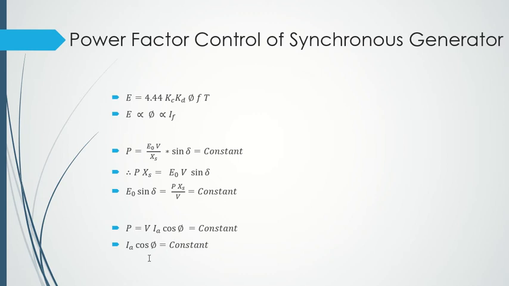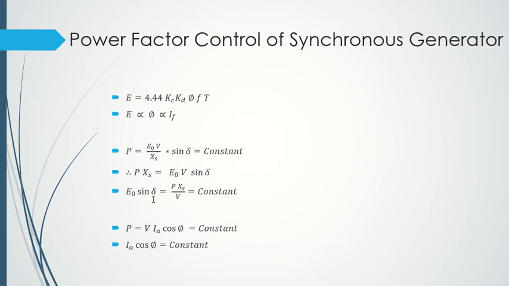Now tell me what will happen when I change the excitation EMF. When I change my excitation, my EMF will change, right? Because excitation is getting changed, so the induced EMF will change. But haven't we seen here that E0 sine delta is constant, and P into XS divided by V is also constant, right? Remember, we are only changing excitation here. We are changing the field current, and the electrical load, we are not doing anything with that. So what will happen in this case? Pay very close attention here.